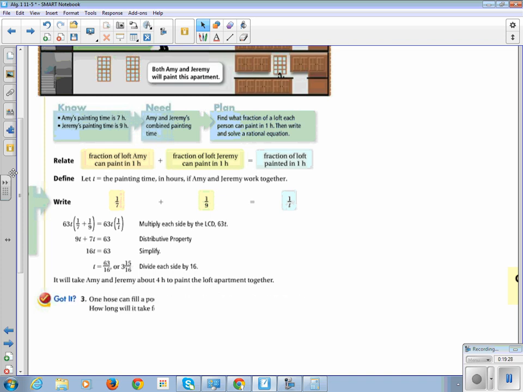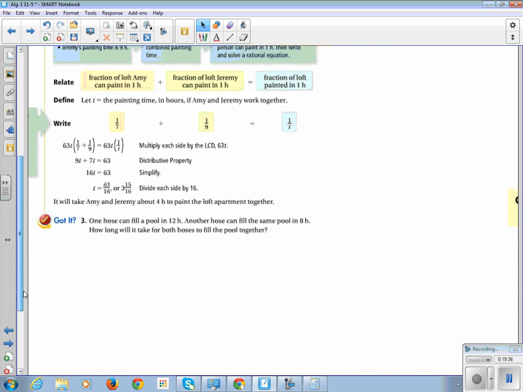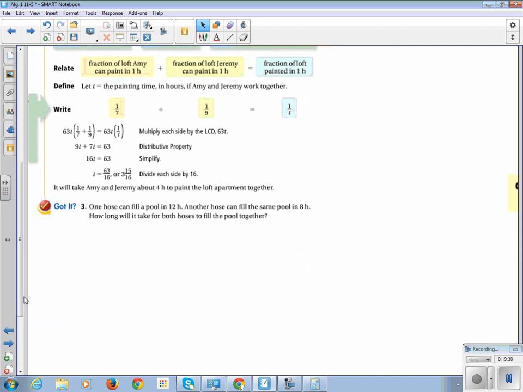All right, so let's do a work problem together. One hose can fill a pool in 12 hours. Another hose can fill the same pool in 8 hours. How long will it take both hoses to fill the pool together?